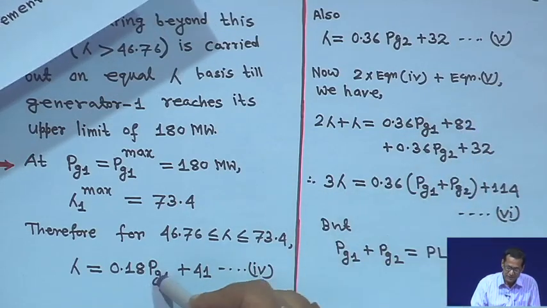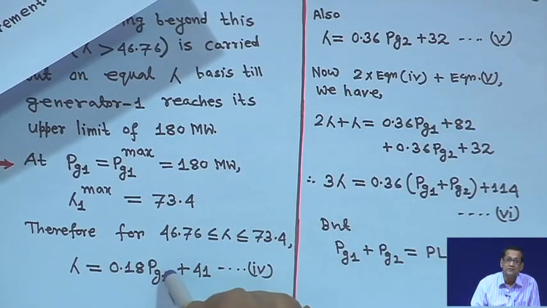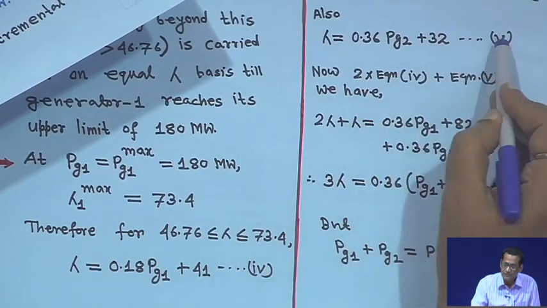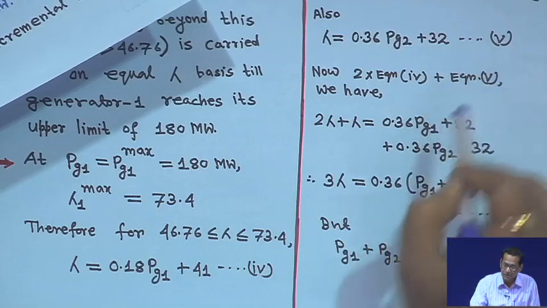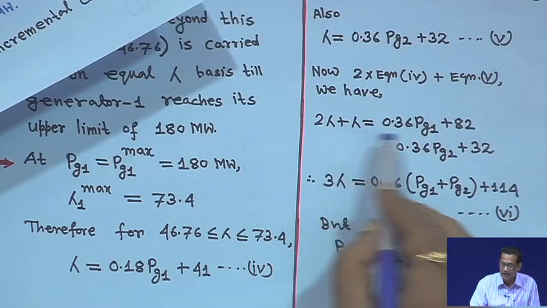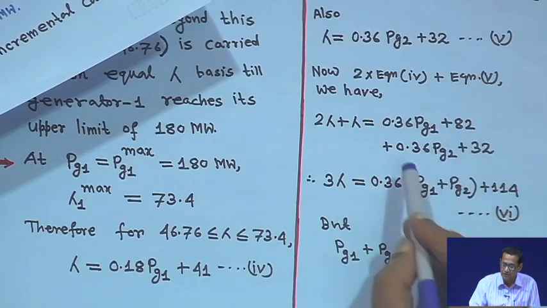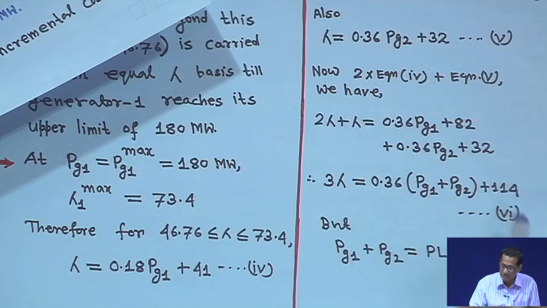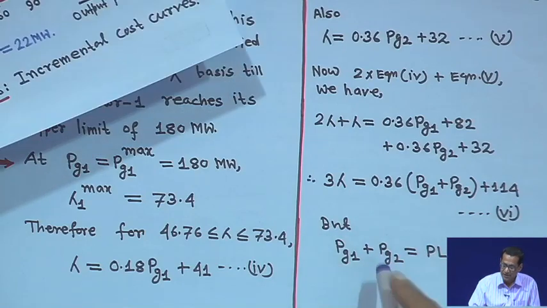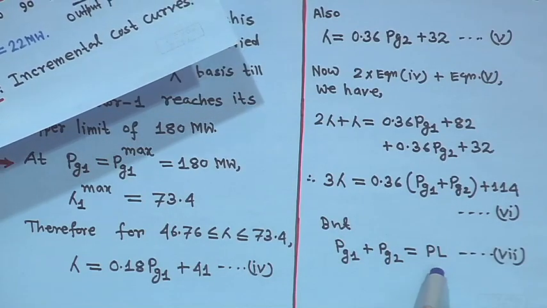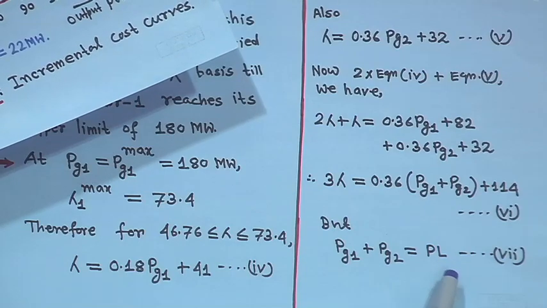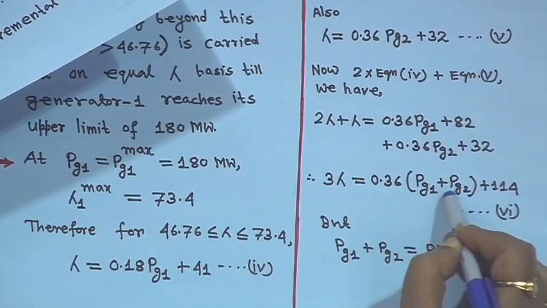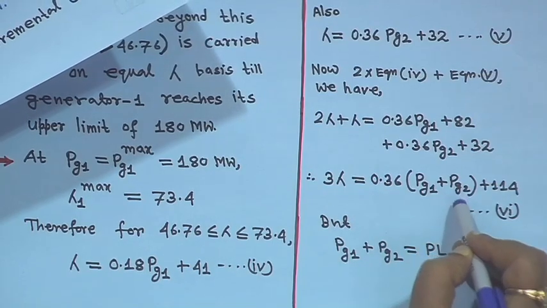Now, what you do is multiply this equation by 2, that is 2 into equation 4, plus equation 5. Then you will get 2 lambda plus lambda, 3 lambda, equal to 0.36 Pg1 plus 82 plus 0.36 Pg2 plus 32. That is equation 6. But Pg1 plus Pg2 is the total load PL. Loss is ignored here, later we will see the loss. So, substitute Pg1 plus Pg2 equal to PL.